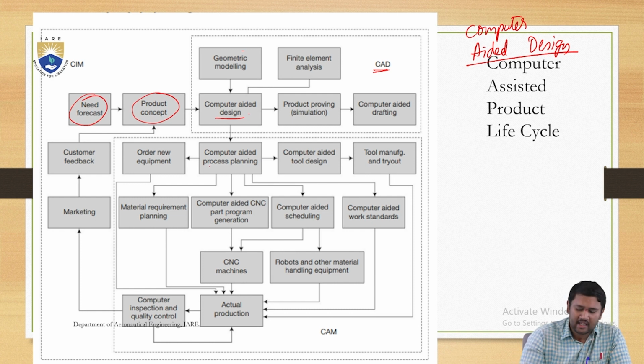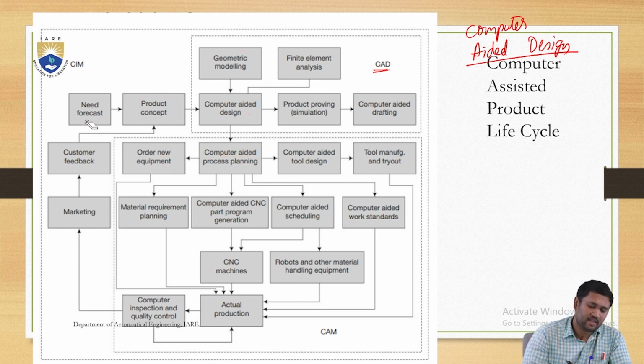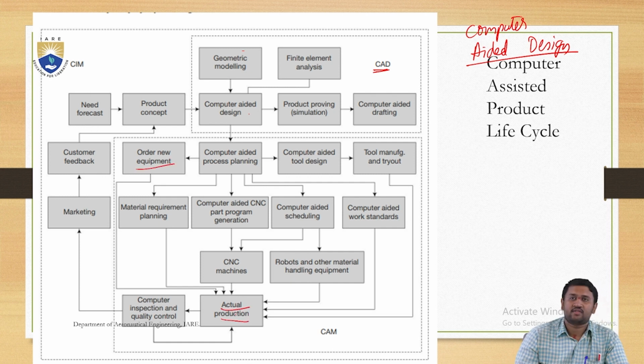Now coming to the next, as soon as your design is ready, what you will be doing is basically planning a process, how the product is supposed to be made. For that, you are ordering new equipment, because if it's a new product, you need new equipment for manufacturing. You are creating a new product life cycle. According to that, you will be ordering newer equipment. Now the same equipment will be again put into use in your actual production.